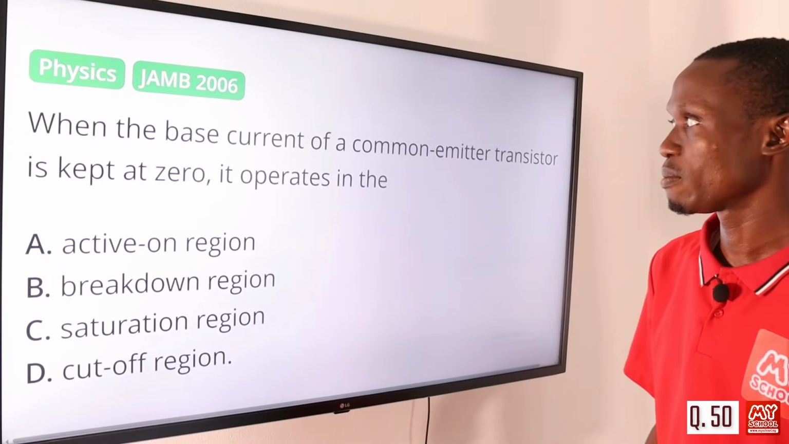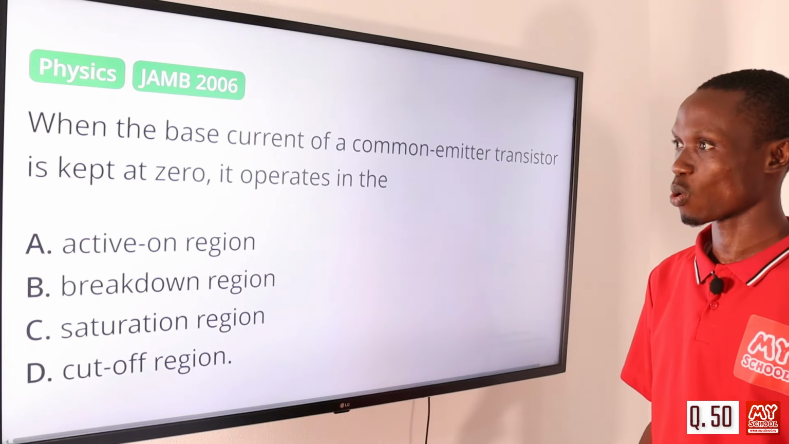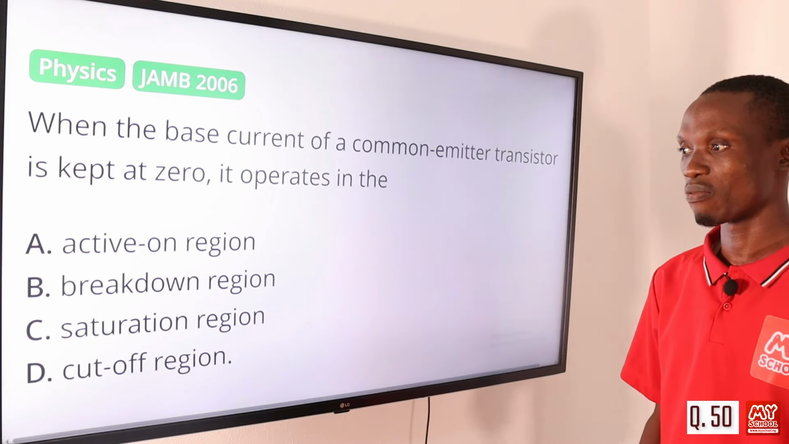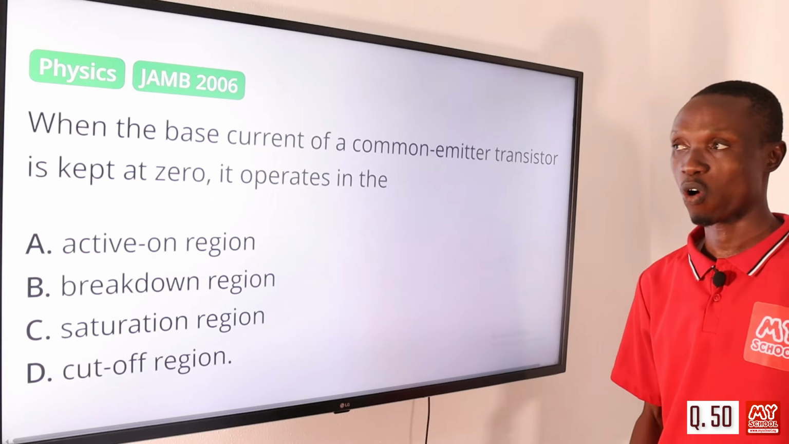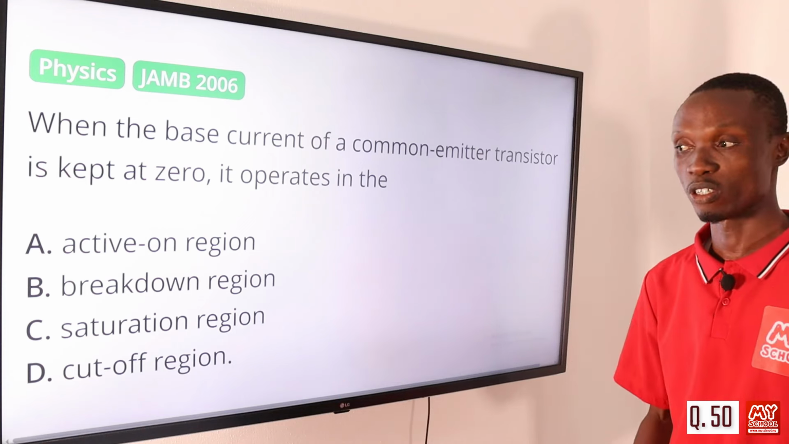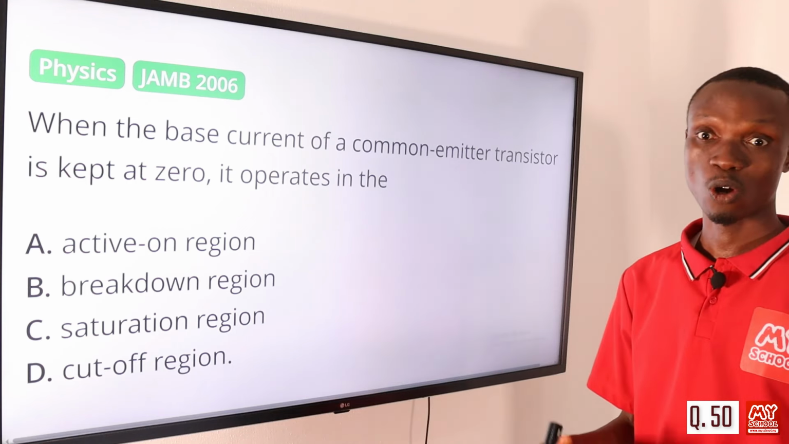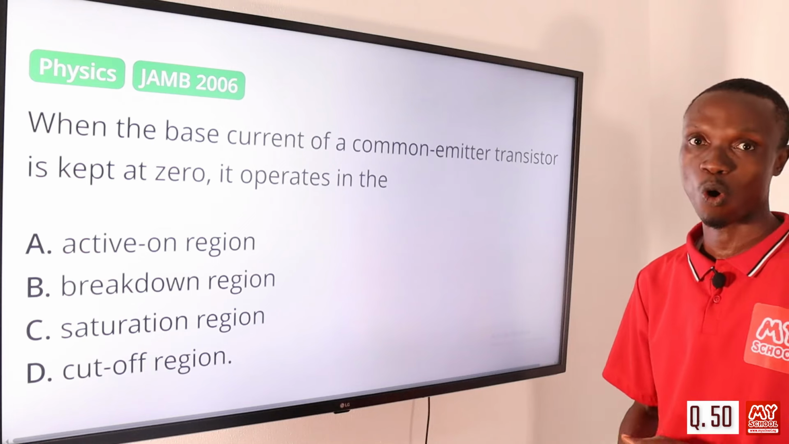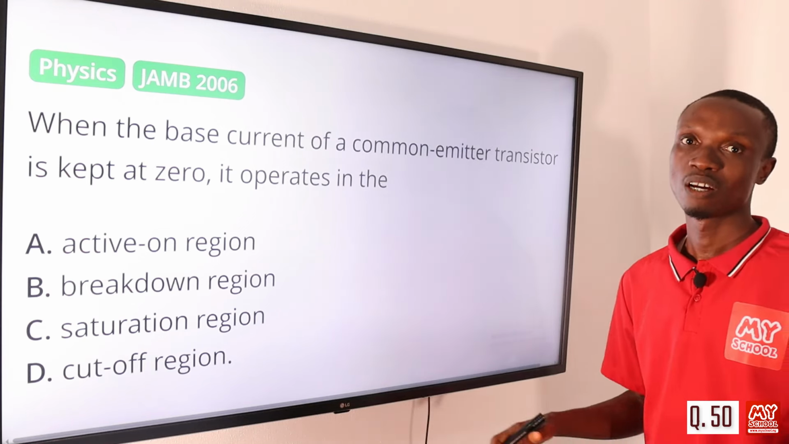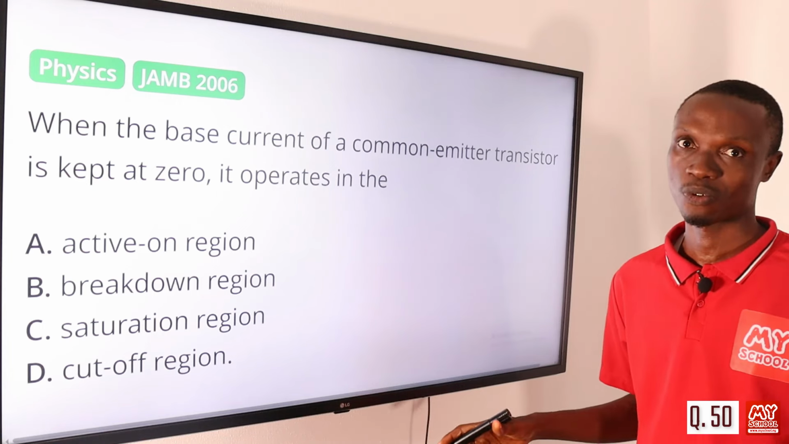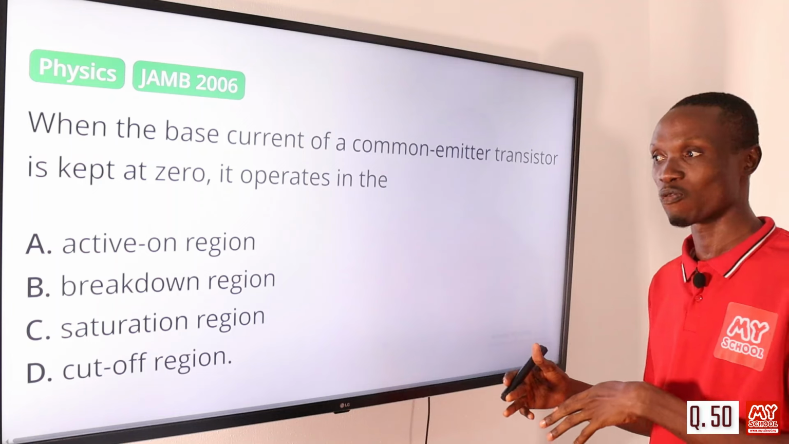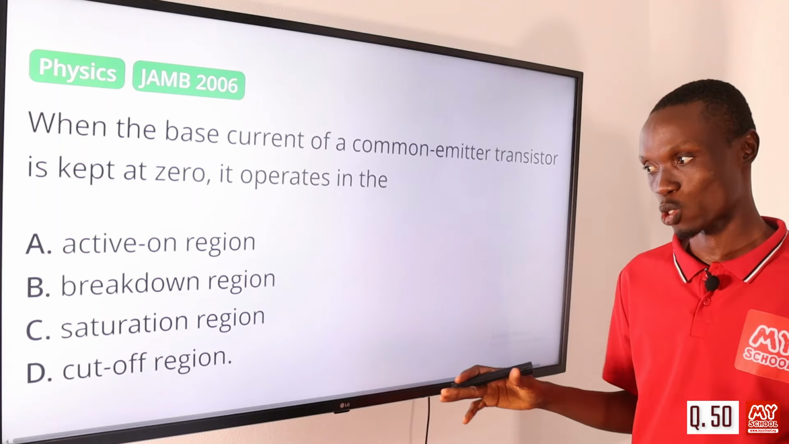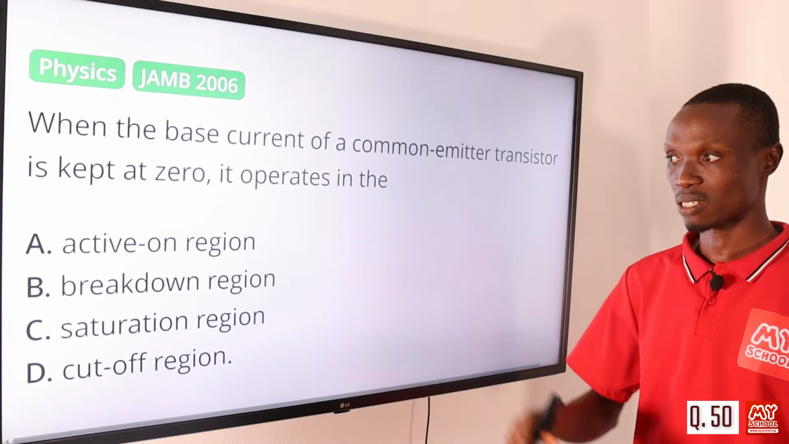Question 50. When the base current of a common emitter transistor is kept at 0, it operates in the A, active region, B, breakdown region, C, saturation region, and D, cut off region. The answer to this question is option D. When the base current of a common emitter transistor is kept at 0, the transistor operates in the cut-off region. In this state, the transistor is essentially turned off, meaning that there is no flow of current from the collector to the emitter. Hence, it behaves like an open switch. That makes option D the correct answer to this question.